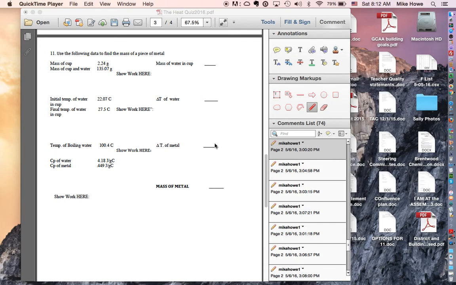So these are the last two questions on the test, number 11 and number 12. Up here we've got: use the following data to find the mass of a piece of metal. So we're going to find the mass of the water in the cup first. To do that you would need to subtract: 135.07 minus 2.24. The reason for that is because this is the cup with the water in it, and this is the empty cup. So the difference between the two numbers would have to be the mass of the water.